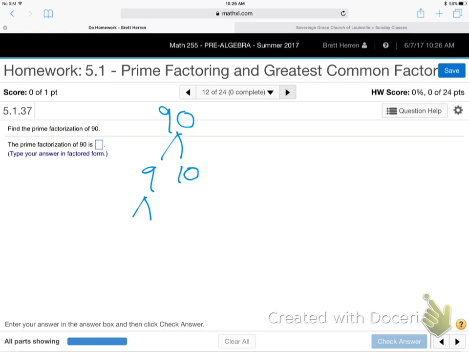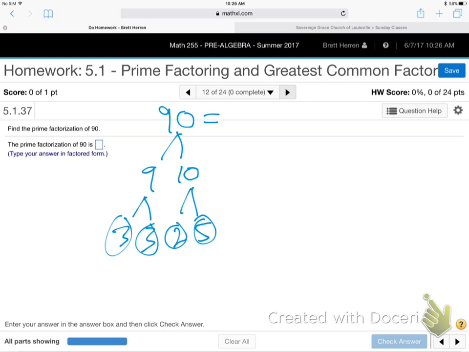What times what? 9 will break down further. What times what is 9? 3 and 3. And what times what is 10? 2 and 5. Now, do the 3, 3, 2, 5 break down further? No. Those are primes. See how we keep going till we reach prime level? These are all primes and won't go down further. Those are prime numbers. They're pure. They can't be broken down.